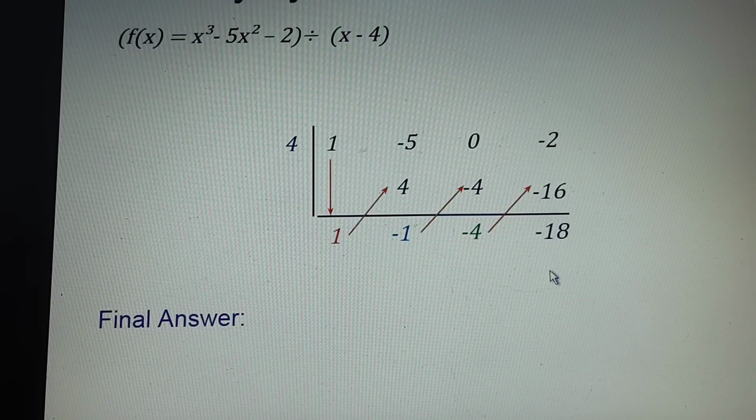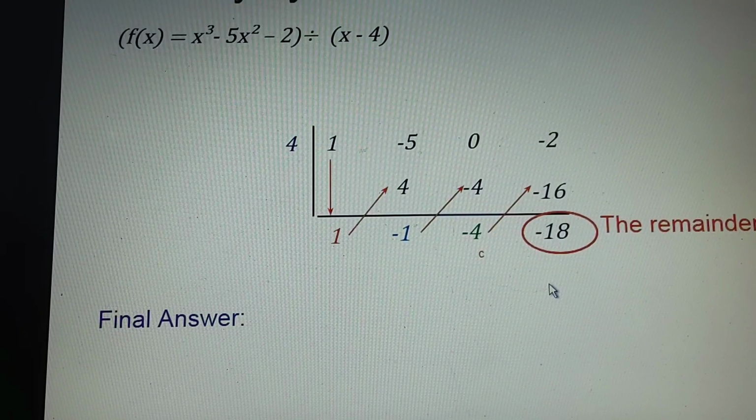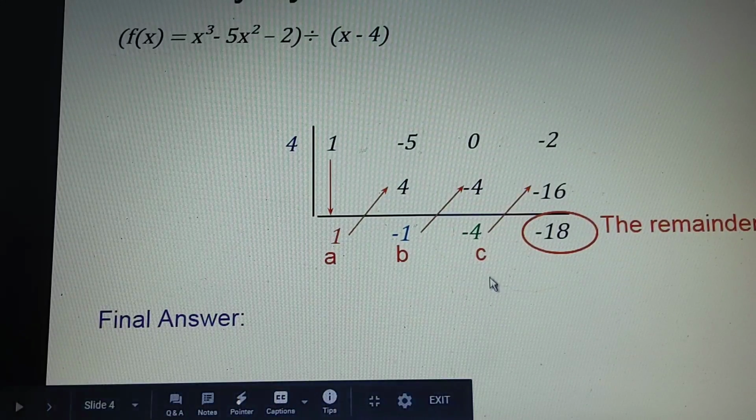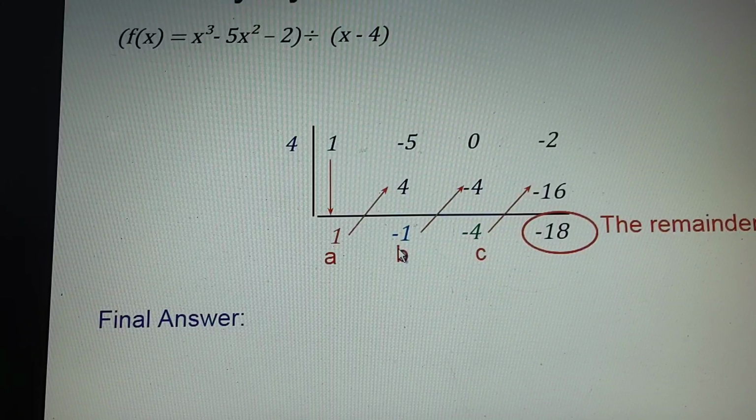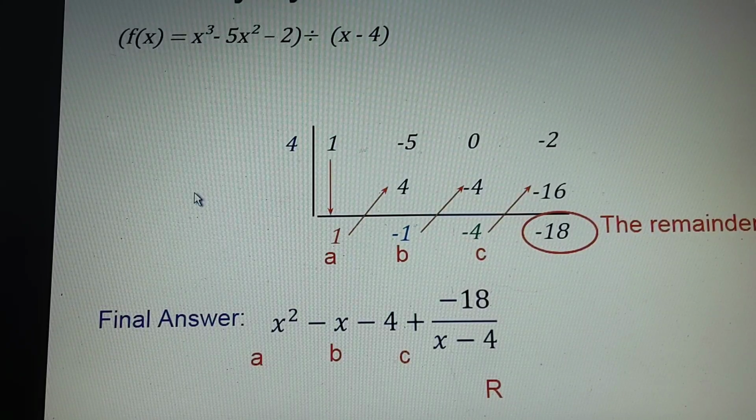Okay, the last number is always my remainder. That's going to get written over what I divided by. And then this is my constant. This is what gets attached to x. This gets attached to x squared. So my final answer looks like this.